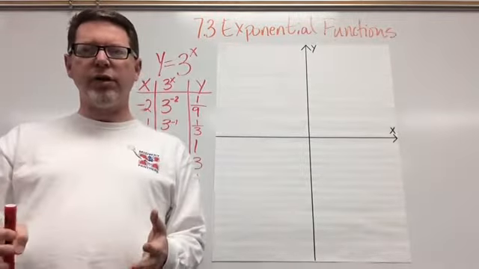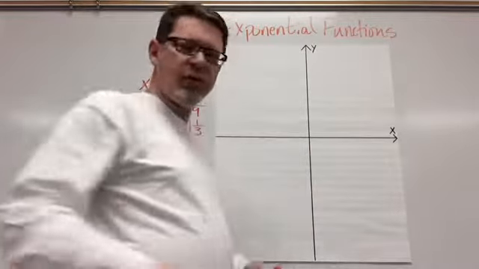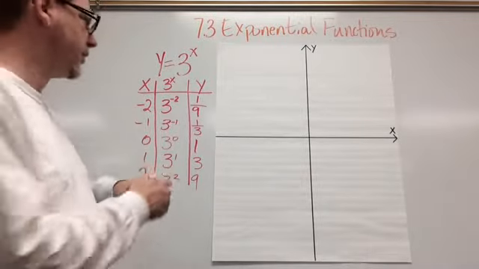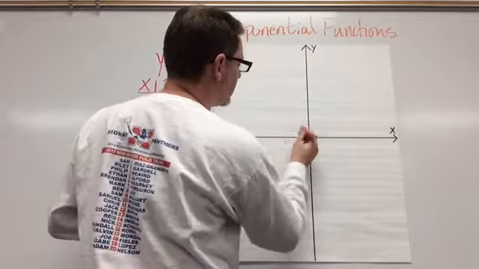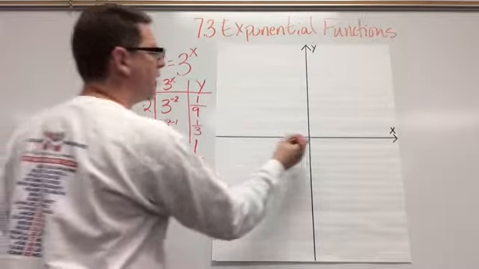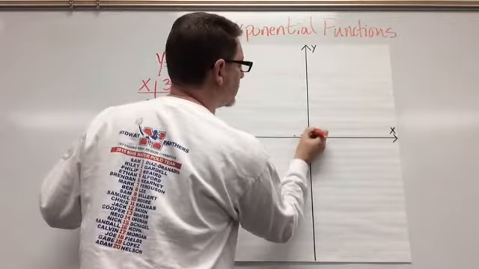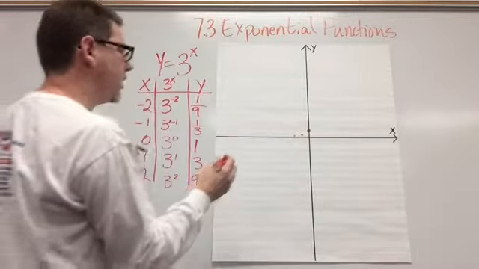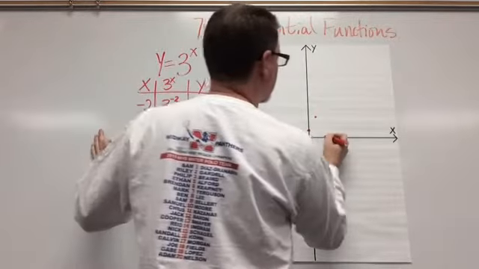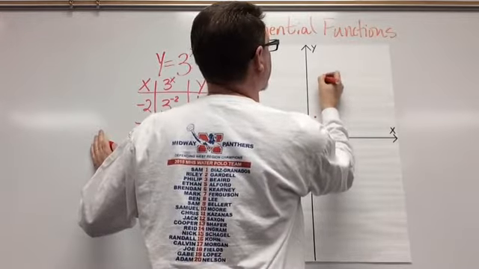Now, if you don't have a coordinate plane in front of you, that's great. That's not a problem. Just draw your x-axis and y-axis, and we can estimate. So we're going to start with -2, 1/9. So I'm going to go across -2, and 1/9 is going to be really close down there. And then -1, 1/3. And then 0, 1. 1, 3, and 2, 9. 2, 3, 4, 5, 6, 7, 8, 9.